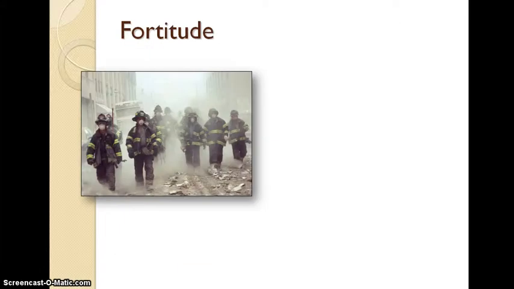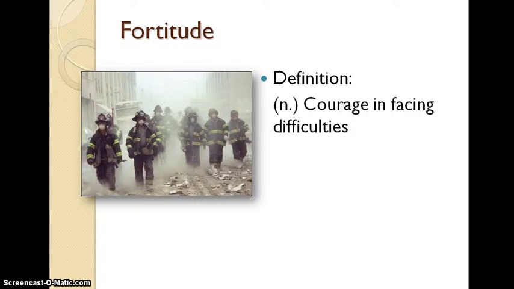Next word. Fortitude. Firefighters, I think, in the picture there, are a great example of fortitude. The definition here is courage in facing difficulties. Whenever you see an emergency, firefighters, they're running toward the emergency. They're not running away because they have fortitude. They have courage in facing their difficulties.